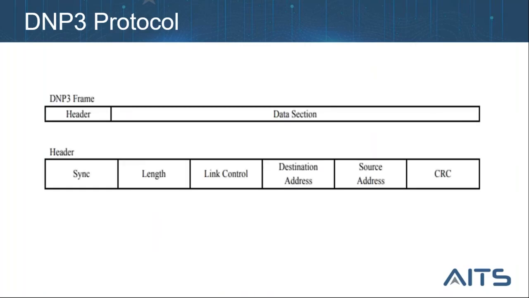A DNP3 frame consists of a header and a data section. The header specifies the frame size, contains data link control information, and identifies the DNP3 source and destination device addresses. The data section is commonly called the payload and contains data passed down from the layers above.